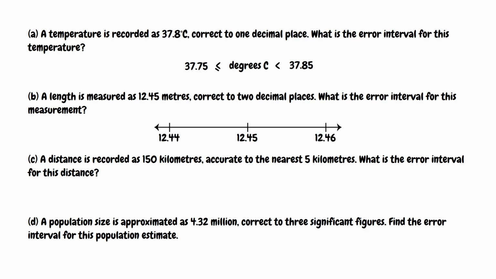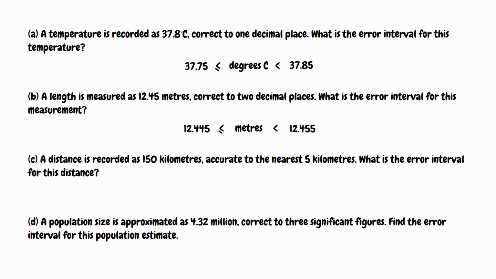Now to find our upper and lower bound, we're going to go between these values. So between 12.44 and 12.45, we would have 12.445. And for our upper bound, between 12.45 and 12.46, we would have 12.455. So our error interval in metres would look like this.